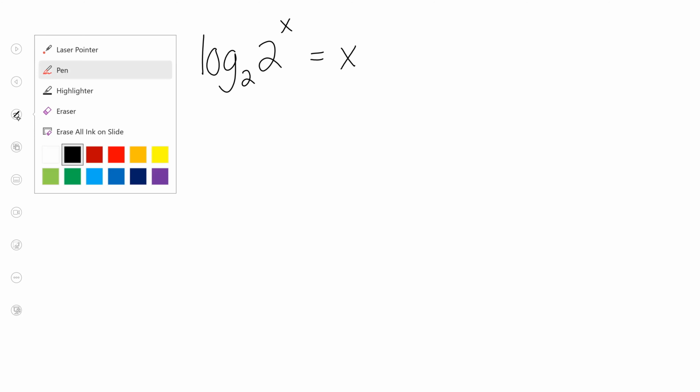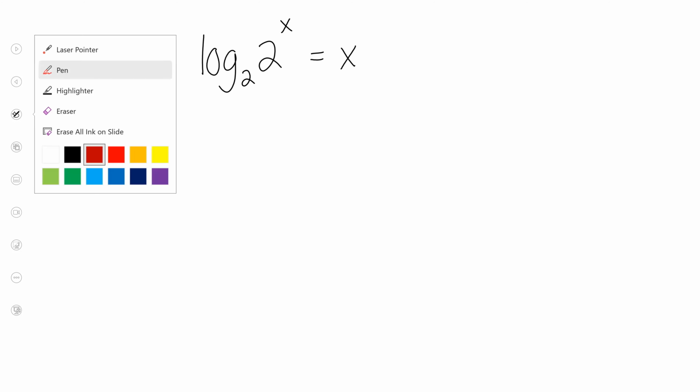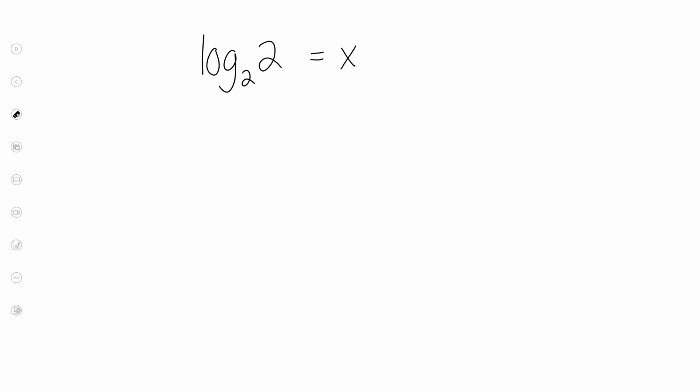Okay, so a great question was asked. Someone asked why, if I have something like this, why does it equal x? Okay, so I'm going to just try to show you guys why through an example. So let's replace this with a number and let's see if we get the same number.